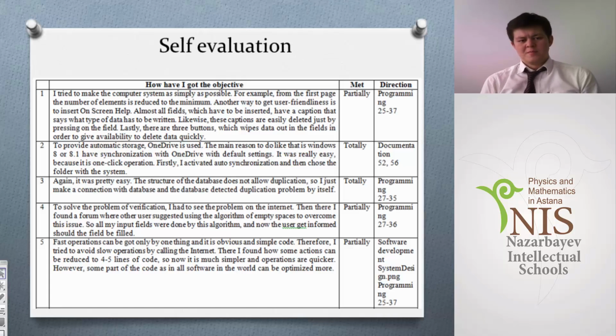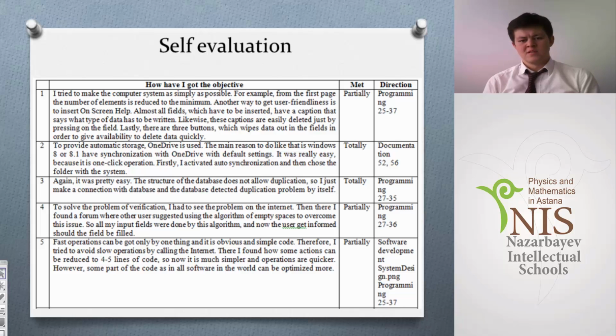This example, this is a good example. The student followed the same structure of the table, and what do we have? The table is divided. We can see that the student mentioned here 5 different objectives. The first one, he didn't name it, but it was named before and after, so this was taken from the context. So I tried to make the computer system as simple as possible. For example, from the first page, the number of elements is reduced to the minimum. Another way to get the user friendliness is to insert on-screen help.